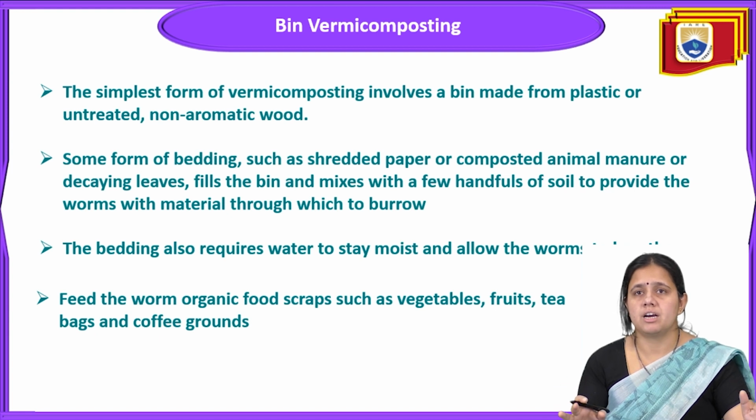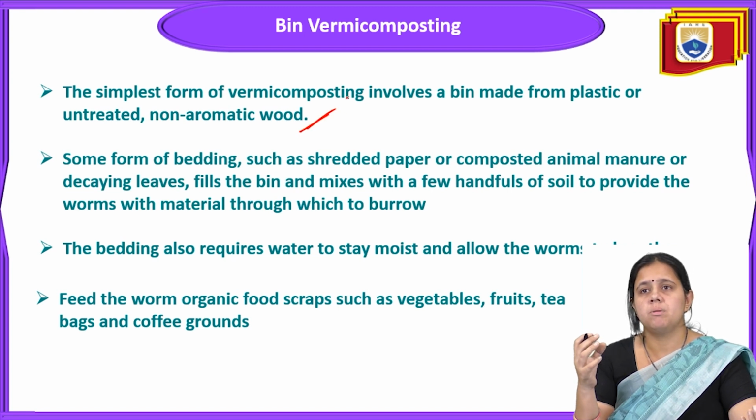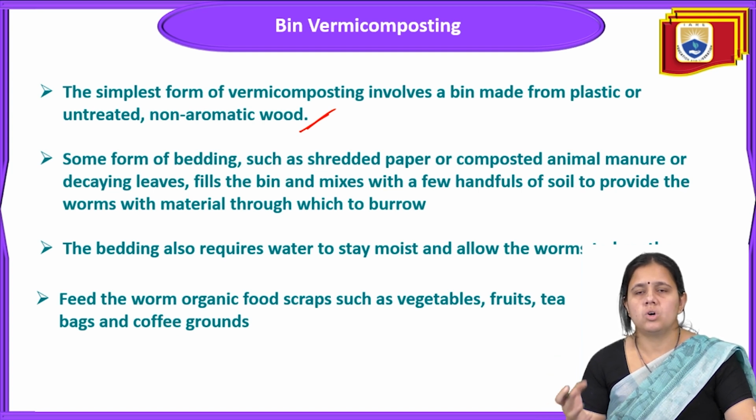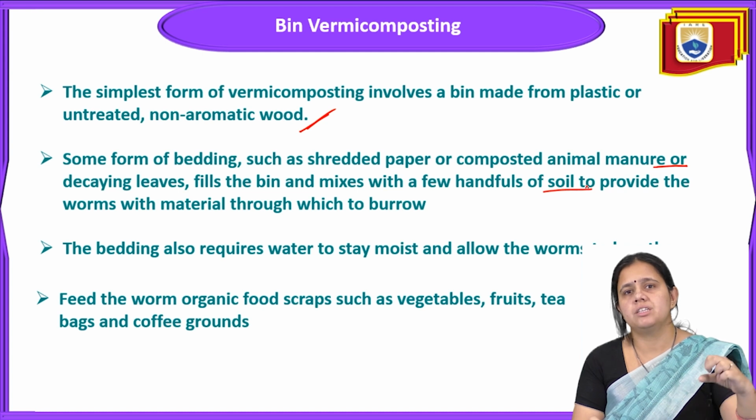Next is vermicomposting in bins. The simplest form of vermicomposting involves a bin made from plastic or untreated, non-aromatic wood. Some forms of bedding like shredded paper, composted animal manure, or decaying leaves fill the bin and are mixed with a few handfuls of soil to provide the worms with material through which to burrow.